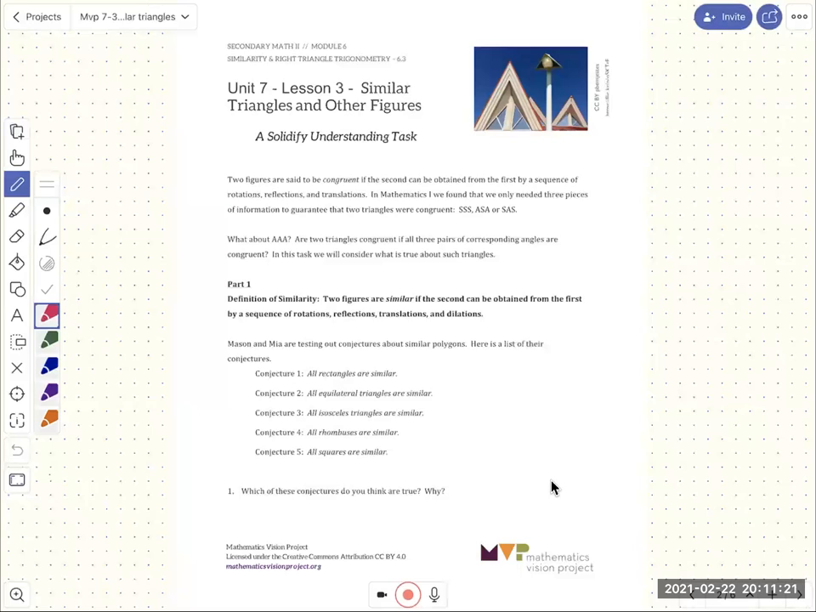Okay, so we're going to try and connect to our iPad and do a pre-recording of our Unit 7, Lesson 3, Similar Triangles. And so you see that here we are, and we're in our new curriculum. Okay, and so we've switched. We've switched from AOPS to the Mathematics Vision Project. This is the curriculum being used at Chapel Hill High School in Math 2.